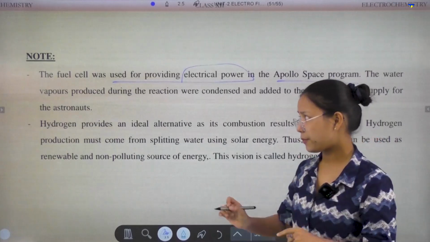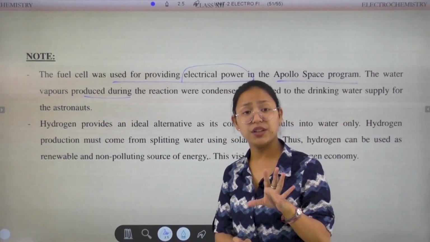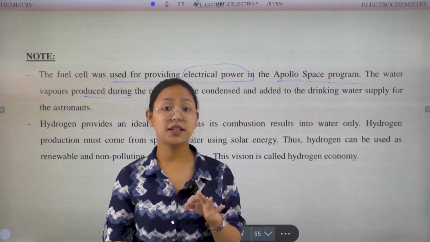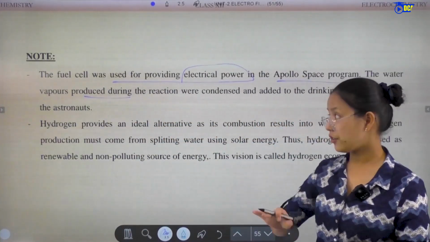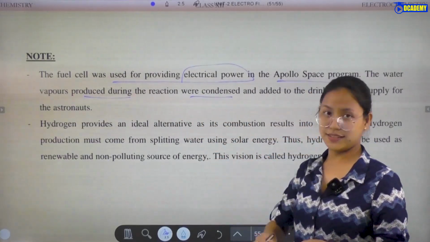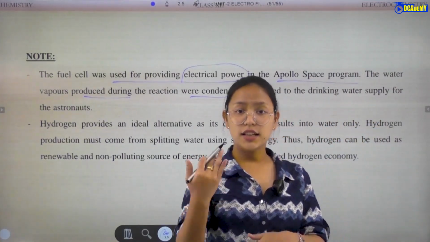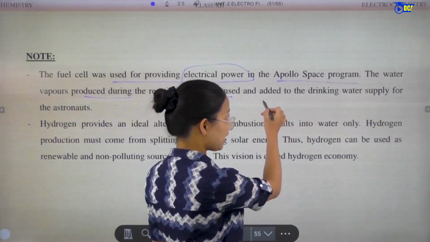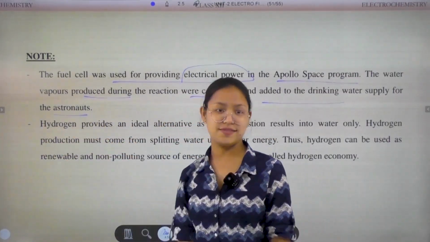So the water vapor produced during the reaction. As for water, it may be in a liquid form, it may be in a solid form, and it may be in the gaseous form. So the gaseous water vapor produced during the reaction was condensed, condensed to liquid, and added to the drinking water supply for the astronauts.